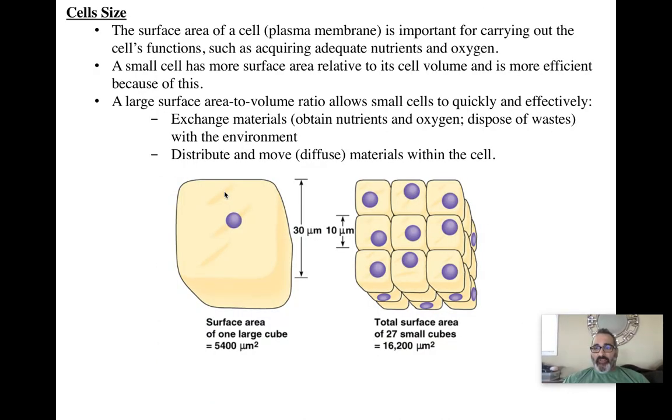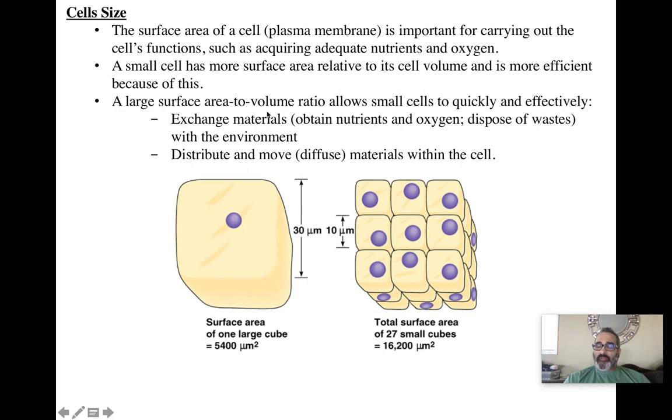Now, size of a cell is important. Cells that are large. So let's look at this. This is a setup here showing you one large cell. That's 30 by 30 by 30 micrometers. That's what that symbol means, micrometers. Then they're showing you another example of a cell which is made up, in this case, of 27 separate cubes of 10 by 10 by 10 combined to become a 30 by 30 by 30. And what you need to know is that for a cell to function efficiently, it has to have sufficient surface area in comparison to its volume.